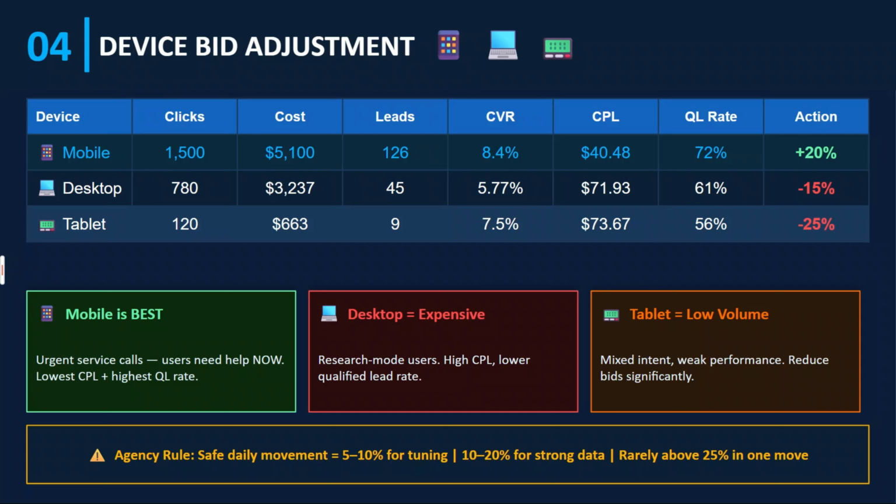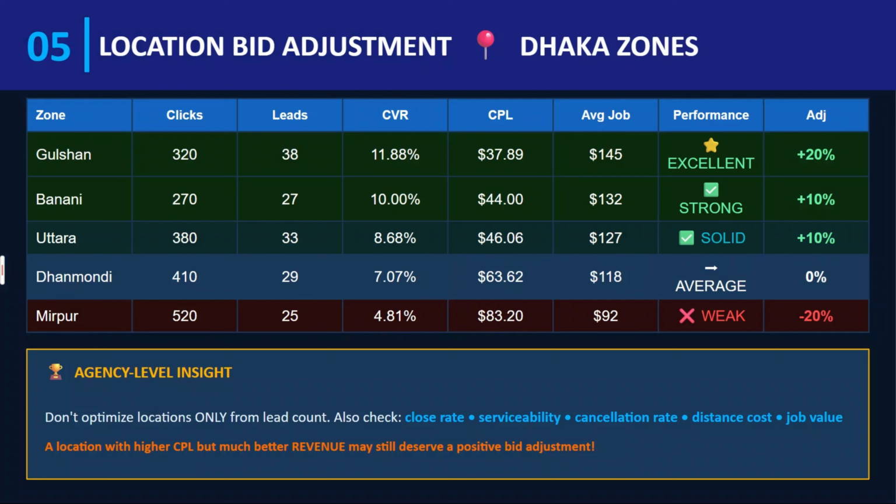Now, one important rule here: do not make huge jumps all at once. In a normal situation, adjust by 5 to 10%. If your data is very strong, go up to 10 to 20%. Only go above 25% if you are 100% sure about the data. Okay, always remember this.